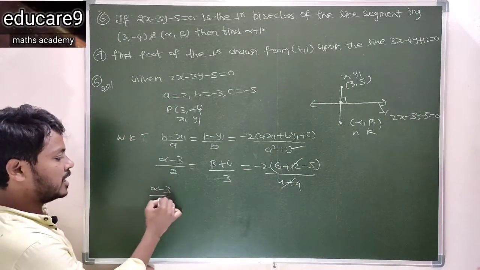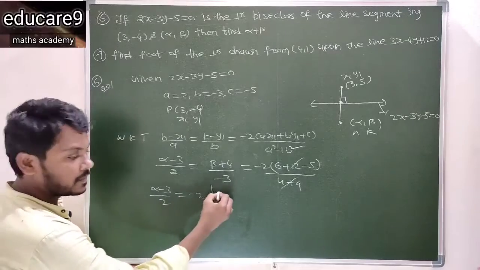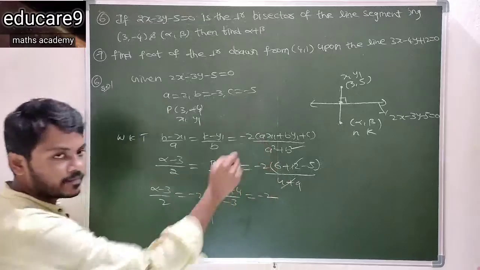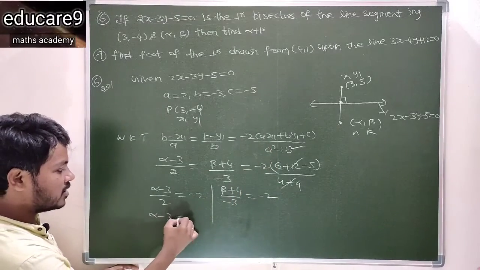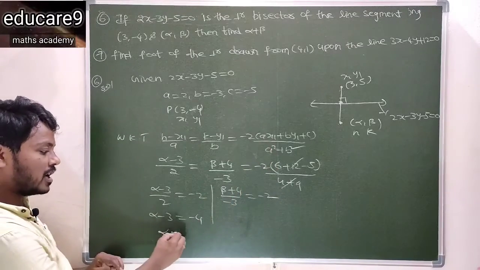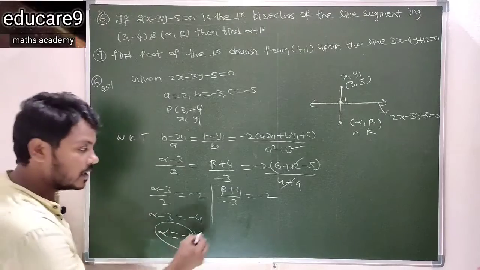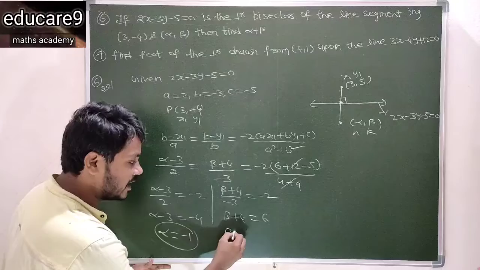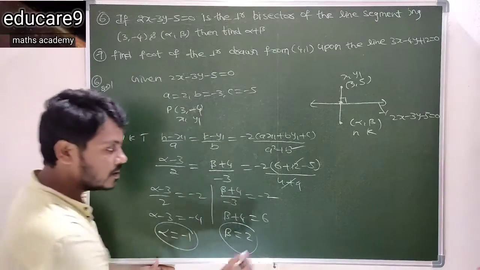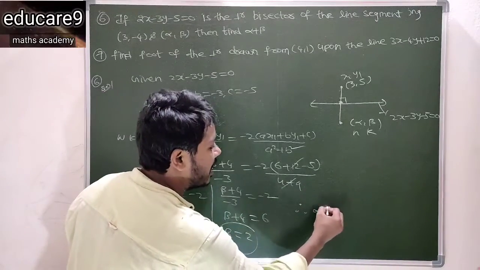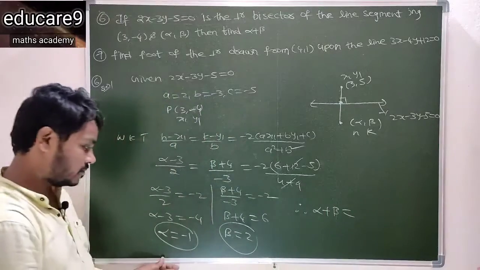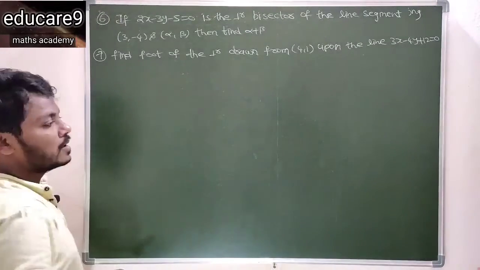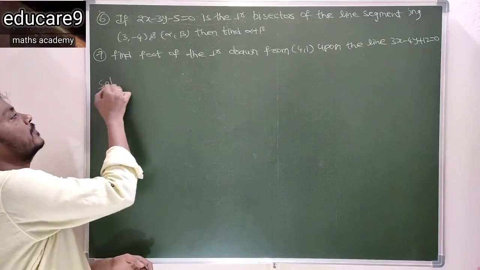So alpha minus 3 by 2 is equal to minus 2 and beta plus 4 by minus 3 is equal to minus 2. So alpha minus 3 is equal to minus 4. So therefore alpha is what? Minus 1, and beta plus 4 is equal to 6. So the beta value is 2. So therefore alpha plus beta is minus 1 plus 2, we get 1. So see the seventh solution.